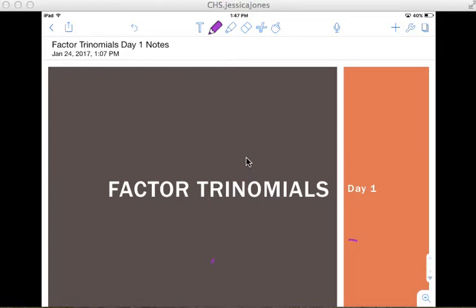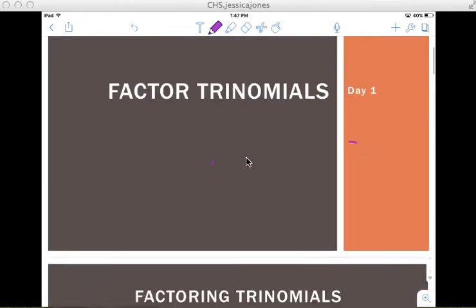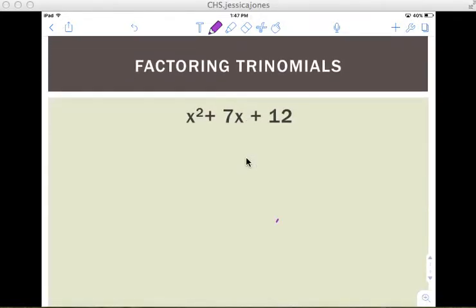All right, so when you factored by grouping, you had 4 terms. When you're factoring trinomials, you are going to have 3 terms. This is still backwards FOIL, okay? So your problem is going to look like this: x squared plus 7x plus 12. Your goal is to set this up to where you can do grouping or box.